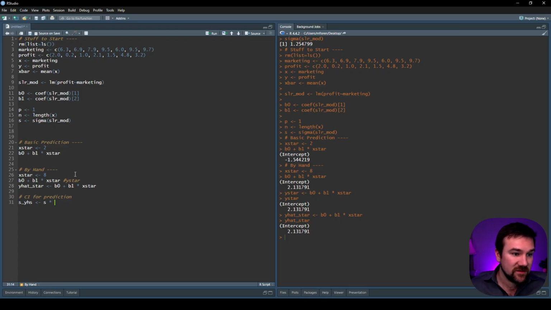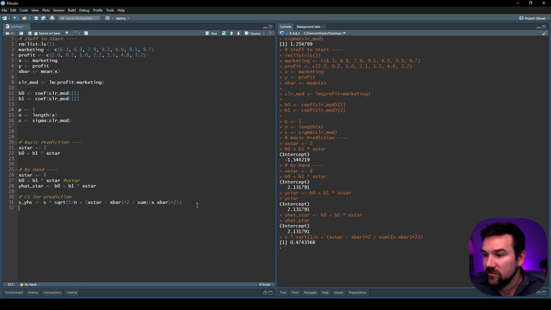But for the Y hat star, I need that S value times the square root of, and I'm just looking at my notes here, 1 over n plus X star minus X bar, all squared. That's going to be the numerator. The denominator is going to be the sum of X minus X bar squared. Again, we're squaring inside the sum. So this is the squared part, and then the sum is outside of that. So we do X minus X bar, and I had a typo there, wrap that in parentheses. We square after we do X minus X bar, and then we sum after we square it. All right, so that is my standard error for the confidence interval for prediction.